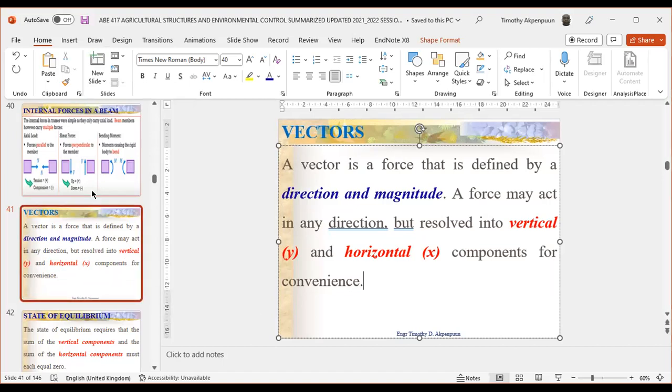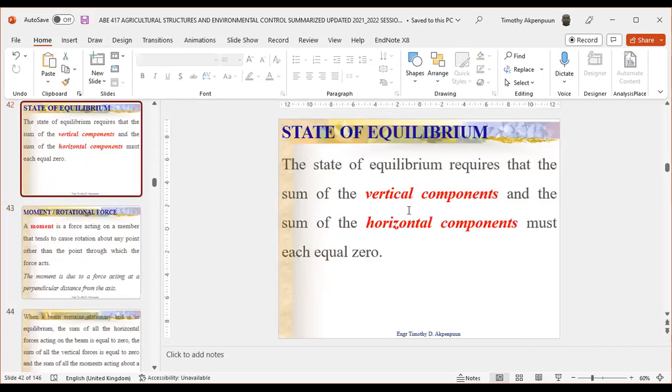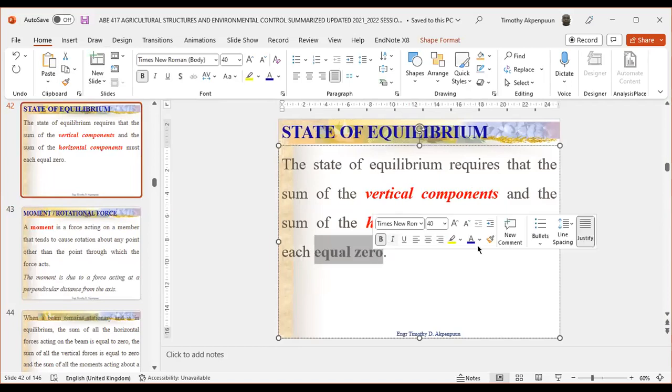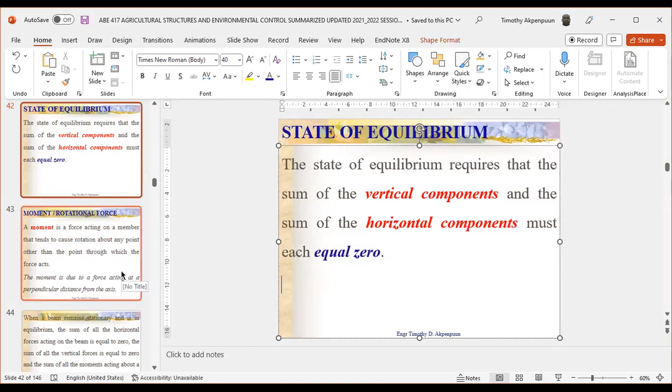Okay. So the state of equilibrium says what? The state of equilibrium requires that the sum of the vertical components and the sum of the horizontal components must equal 0. For you to have equilibrium. Equilibrium means steady.